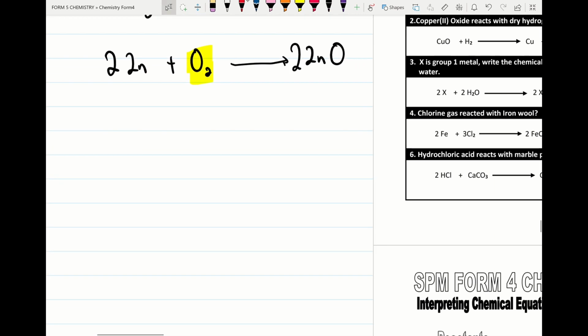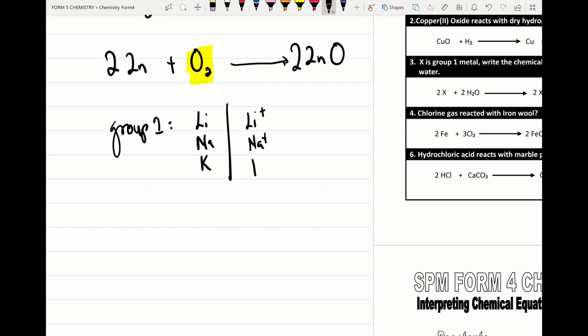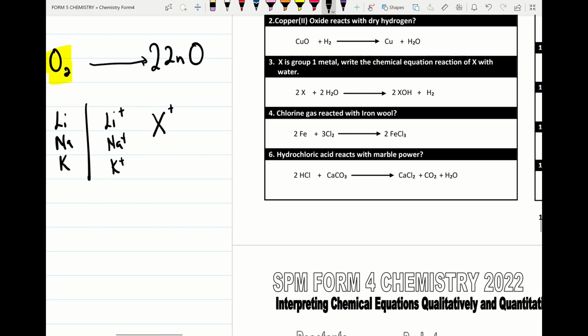Alright, next one. Please remember all group 1 metals. Group 1 metals, we call Li, Na, K. So they will form ions with positive 1. Alright, so ions with positive 1. If any element is from group 1, please remember it will form a positive 1 ion. So we check this one. Alright, we try to check group 1 metal X reacting with water. Group 1 metal X is a group 1 metal reacting with water.